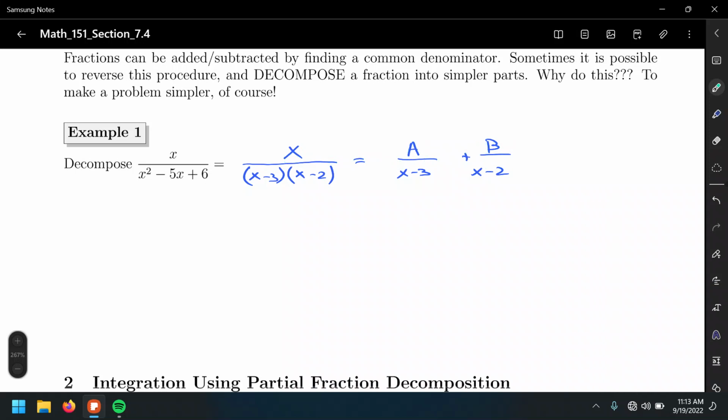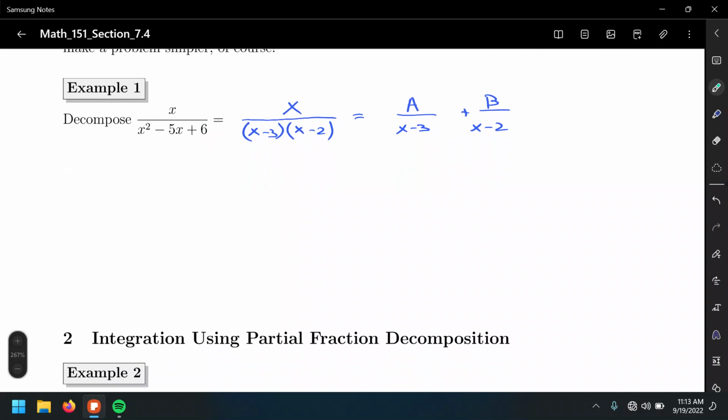I'm going to write these two separately and treat it like an equation, because what are we doing here? We're given this crazy expression. We're doing some algebra, following the line until we get to the final answer. But in the meantime, I'm going to treat these two steps as one single equation: x over (x minus 3)(x minus 2) equals a over x minus 3 plus b over x minus 2.